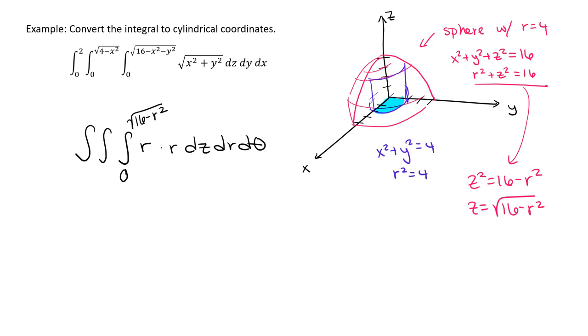So my bounds of integration for the z are going to start at 0. And they're going to stop at this sphere, which if you solve for z, that r squared plus z squared equals 16 turns into z equals the square root of 16 minus r squared. All right, so those are our z values. And then we have to do the r values.